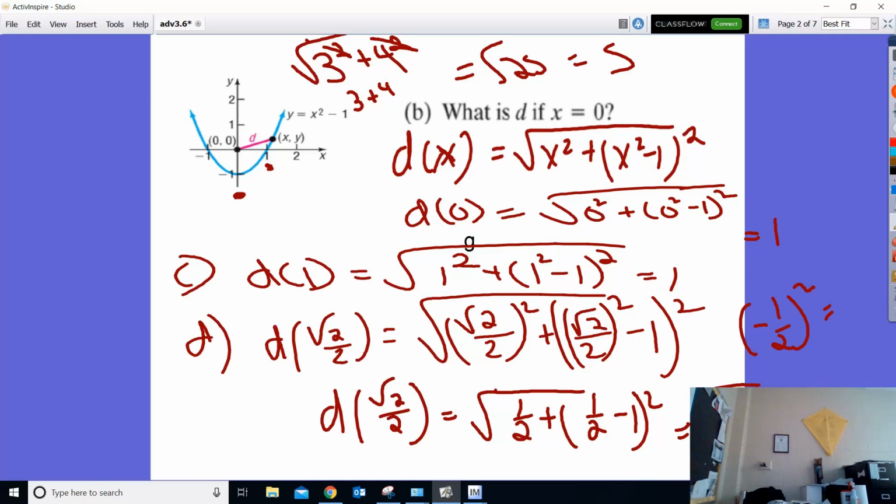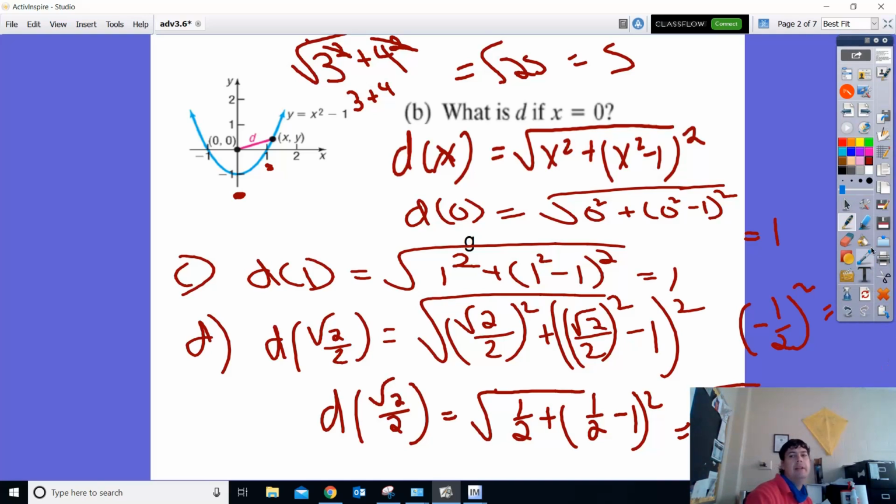Come on, kids. 1/2 times 1/2. 1 times 1. 2 times 2. Who taught you 5th grade math? Nobody taught you 5th grade math, apparently. What's in that radical? 3/4.